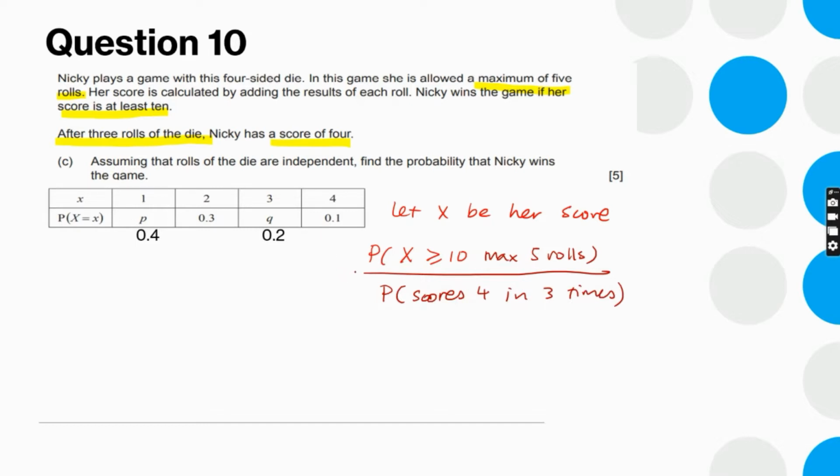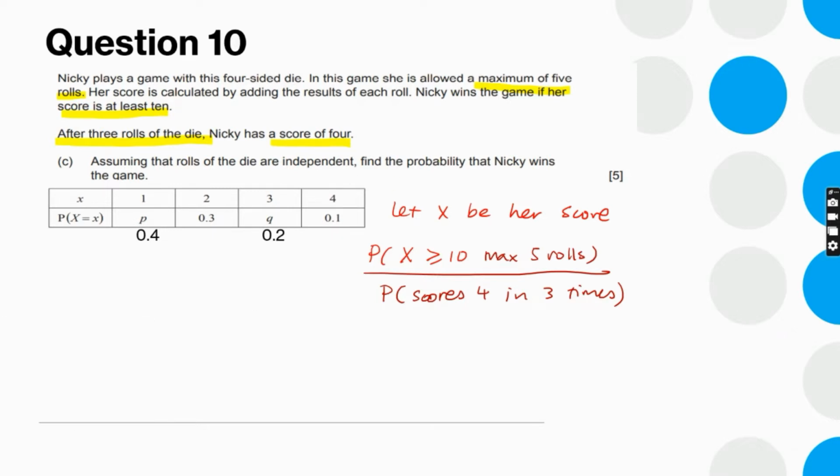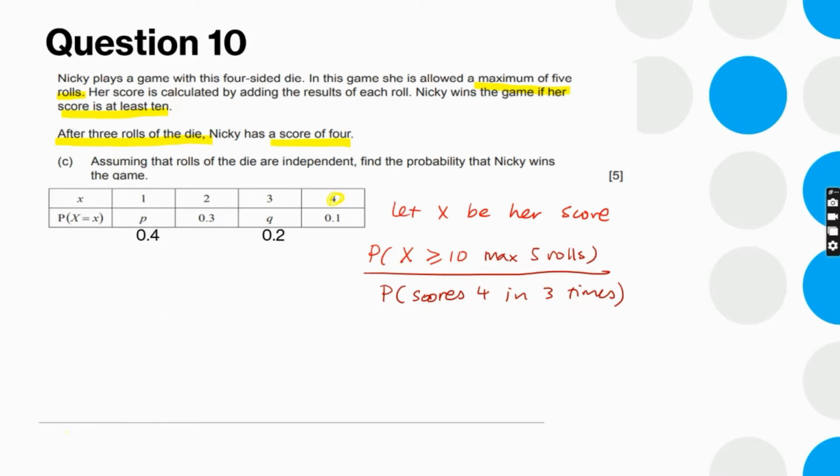Is it possible for her to score 10 by rolling the 4th time? It's not possible, because the maximum score on any single roll is 4. So it's not possible for her to roll one more time and win the game, because currently she only has a score of 4, and 4 plus 4 is only 8. So she needs 2 rolls. Since it's a conditional probability, we can ignore the rolls in the first 3 times, because they will cancel off. So I'm going to consider only the rolls on the 4th and the 5th time.